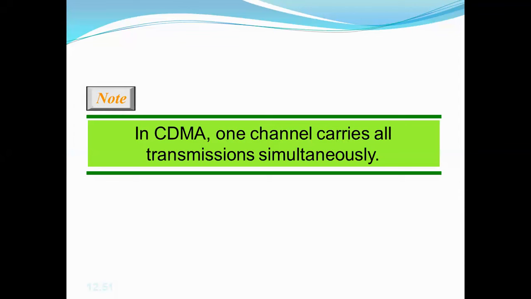In CDMA, one channel carries all the transmissions simultaneously. Imagine you have multiple stations. In reality, multiple stations normally share a single channel. In CDMA, the one channel carries all the transmissions simultaneously. This is what normally happens in CDMA.